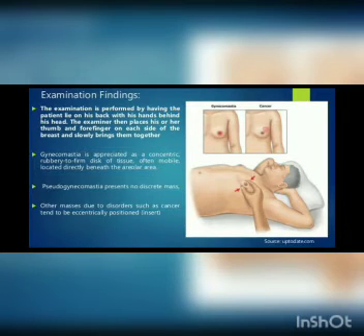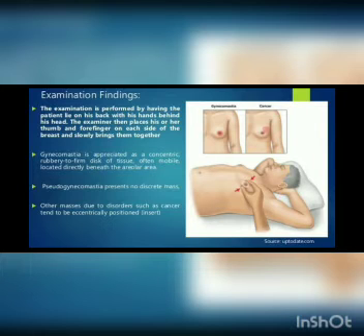Next is examination findings. What are the examinations that we do to find out whether a person is having a gynecomastia kind of condition or not? First point, the examination is performed by having the patient lie on his back with his hand behind his head. As we can see in the picture also, we will ask the patient to lie in supine position and keep his hand behind his head.